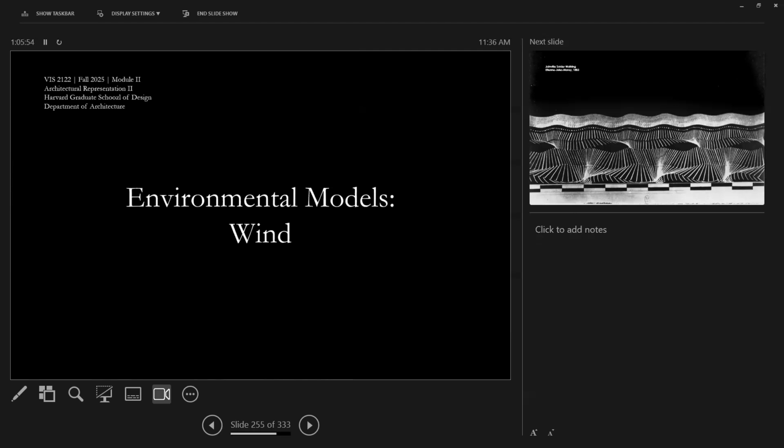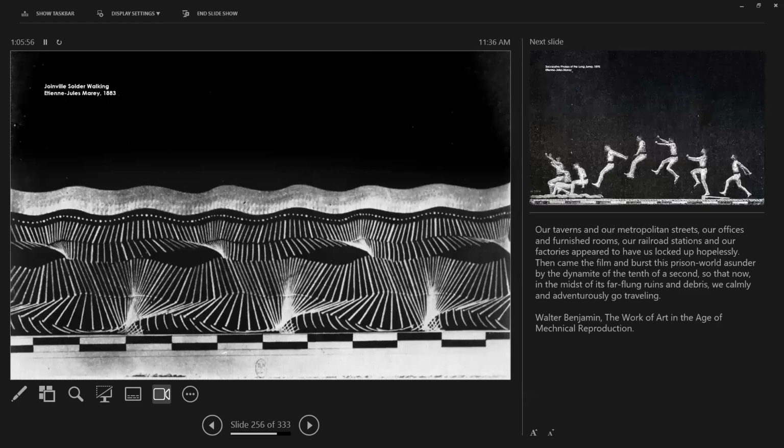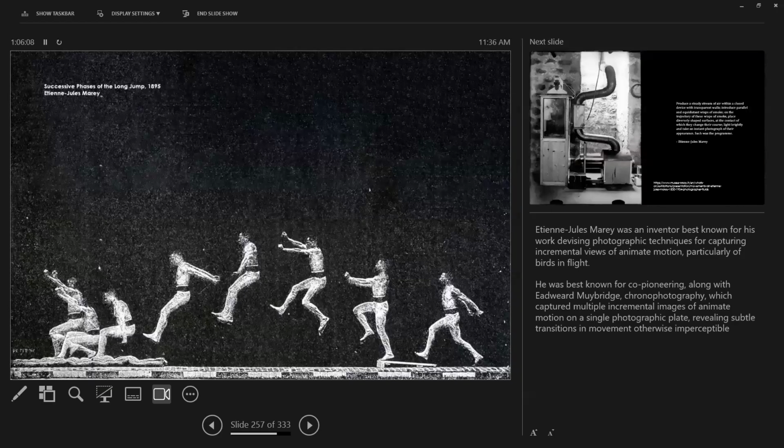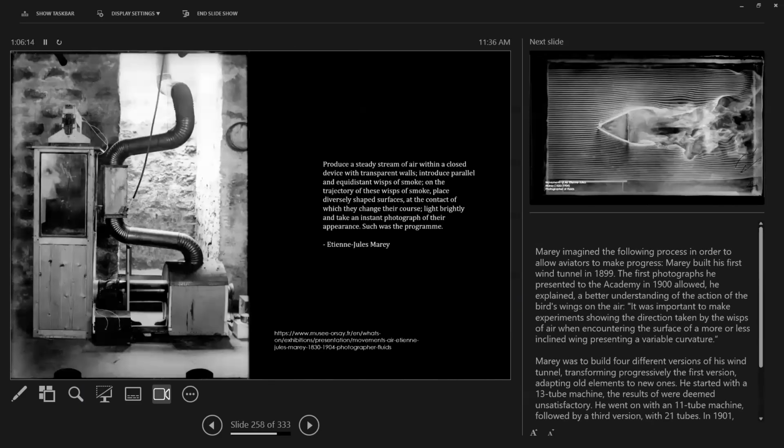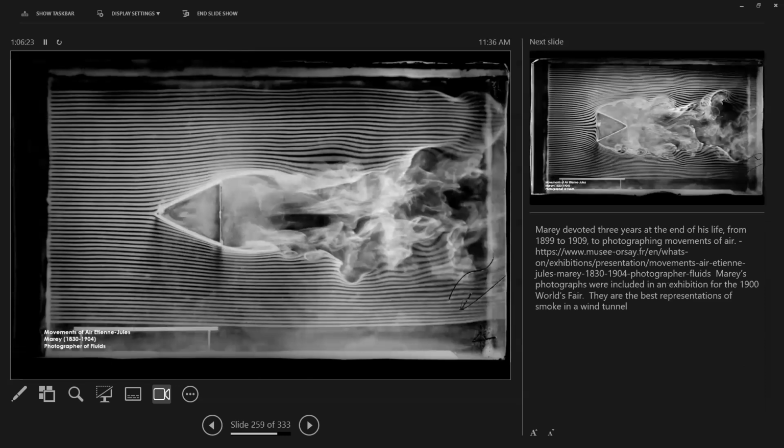Okay, then there's the thing that I'm obsessed with, which is wind. Marey, I don't know if you guys saw these, and somebody mentioned them to me in studio. The same person that was doing these sort of time-lapse photos in the late 1800s was also doing wind experiments. So these sorts of photos. Etienne-Jules Marey did those photos of the jumping people and the jumping horses, and also did the most beautiful photos of air movement that we have in his study.